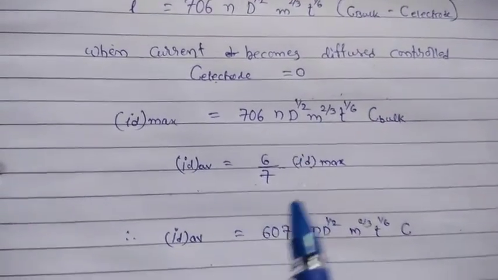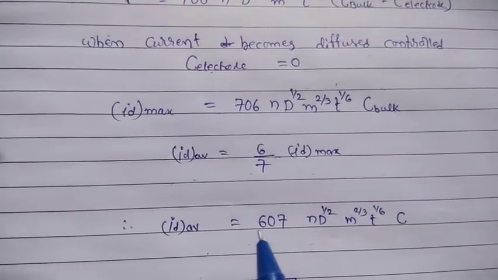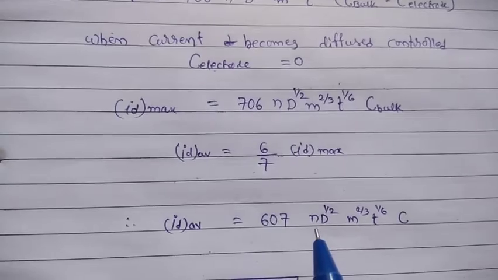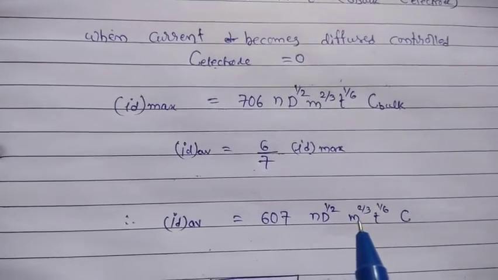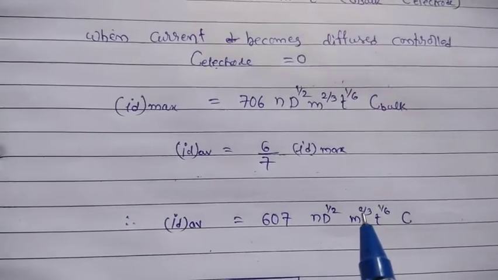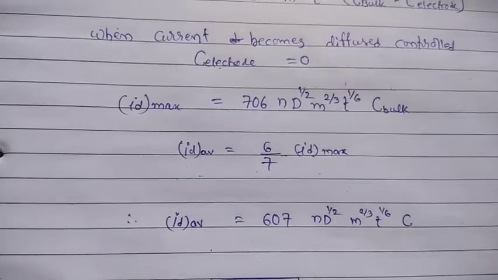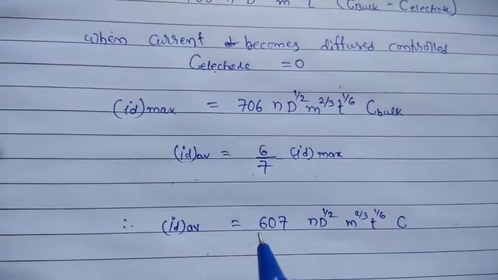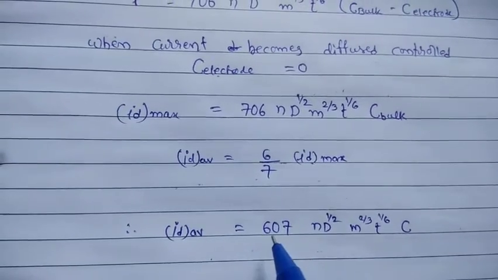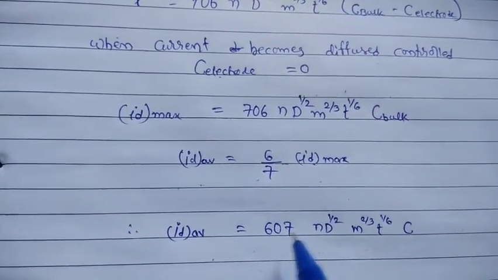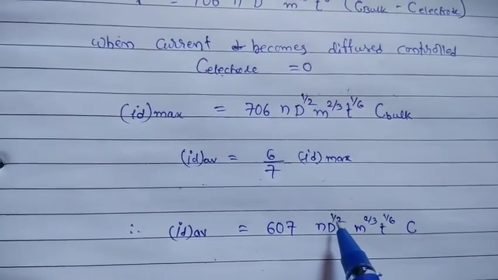we get the ID average, that is the diffusion current average, equal to 607 into n into D raised to 1 upon 2 into m raised to 2 upon 3 into t raised to 1 upon 6 into C. Now this equation can be considered to be made up of 4 parts. The first part is a constant, and the second one is n into D raised to 1 upon 2.